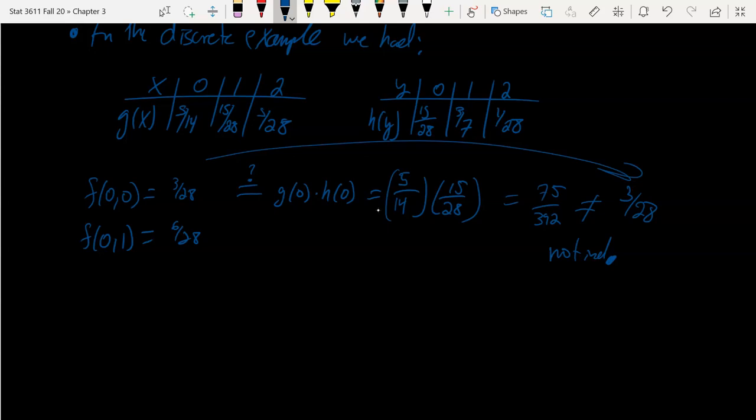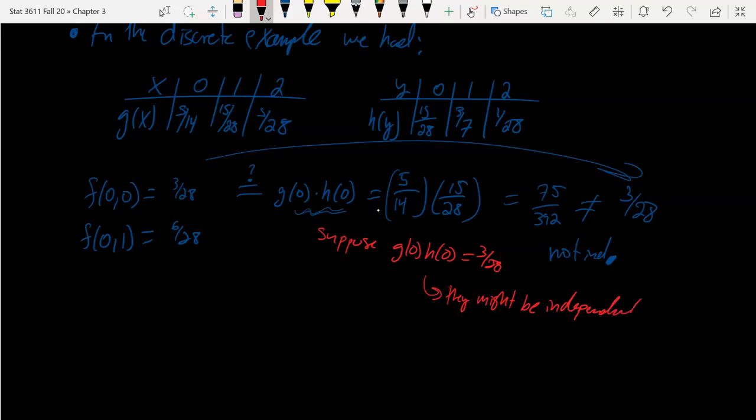However, suppose it did work out, okay? Suppose that when I multiply these out, suppose it did end up equaling 3/28, right? Let's just go ahead and do that real quick. So let's just say, suppose that g of 0 times h of 0 was 3/28. That does not prove they're independent, okay? Then they might be independent, but you have to check all of the pairs. They might be independent. It's not good enough. You'd have to check all of them, right?